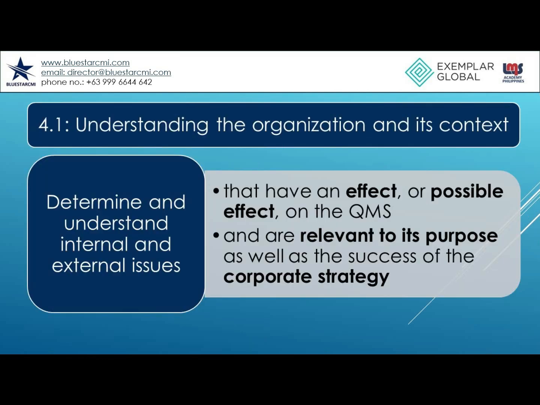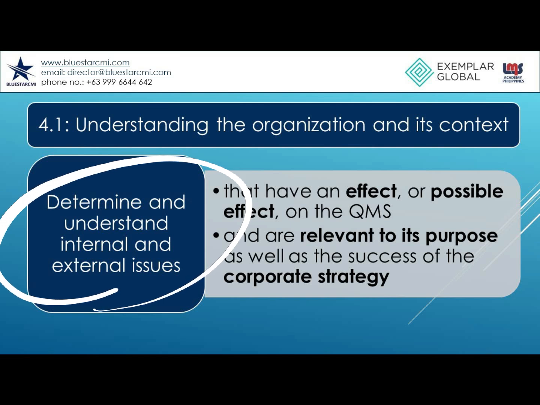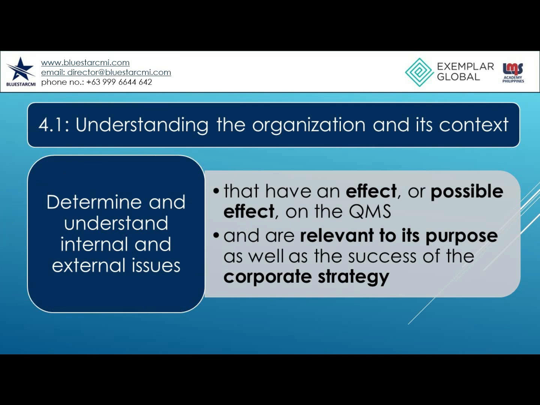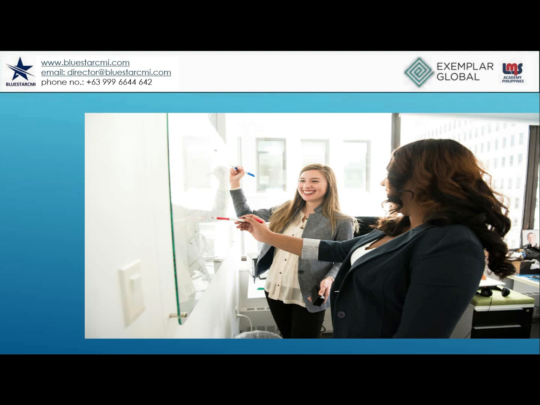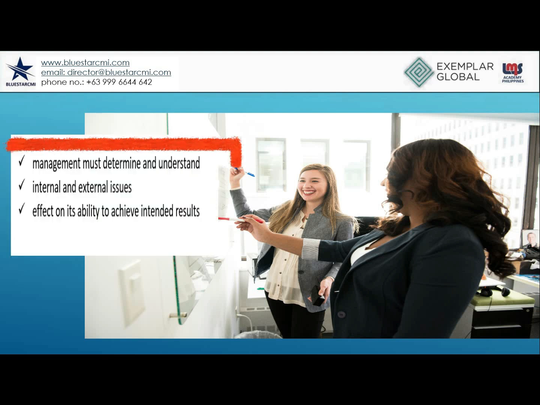In 4.1, Understanding the organization and its context. In order to develop and maintain an effective quality management system that truly adds value and is aligned with the strategic direction of an organization, management must first determine and understand all of the internal and external issues that have an effect, or possible effect, on the QMS, and are relevant to its purpose, as well as the success of the corporate strategy. Significantly also, management must determine and understand the internal and external issues that have an effect on its ability to achieve intended results.